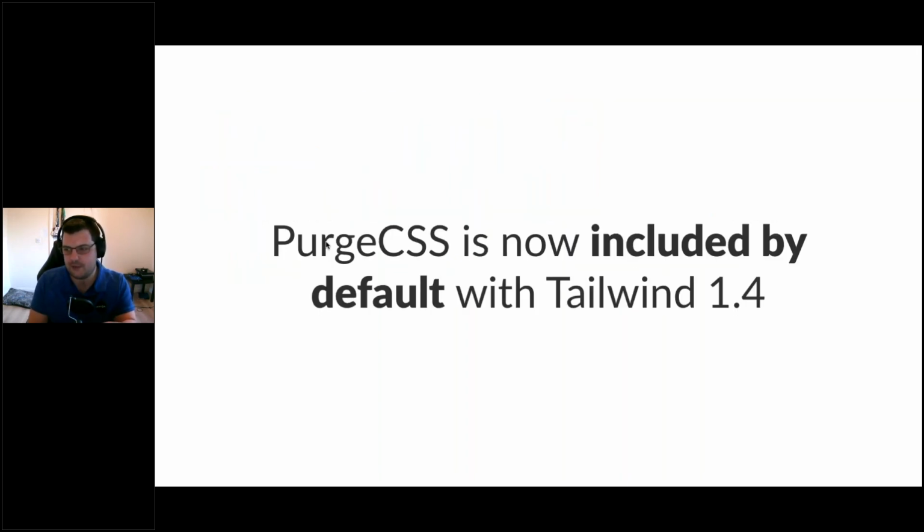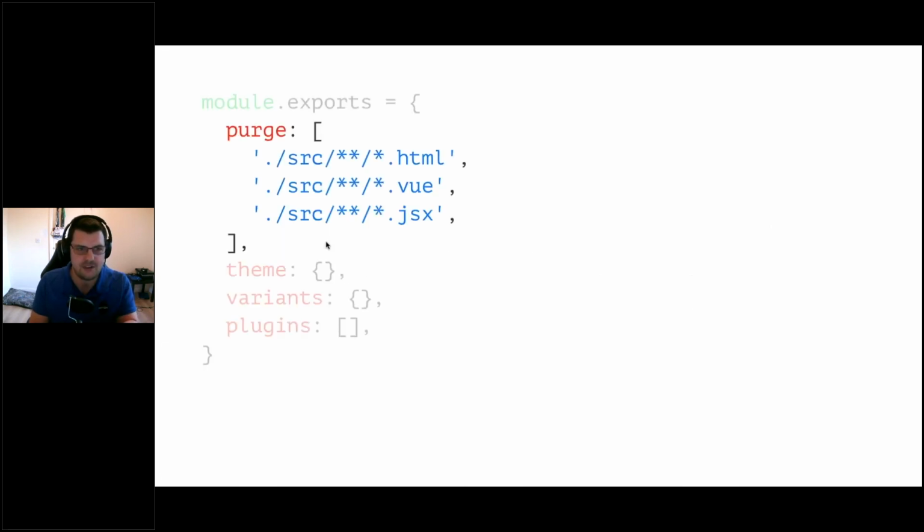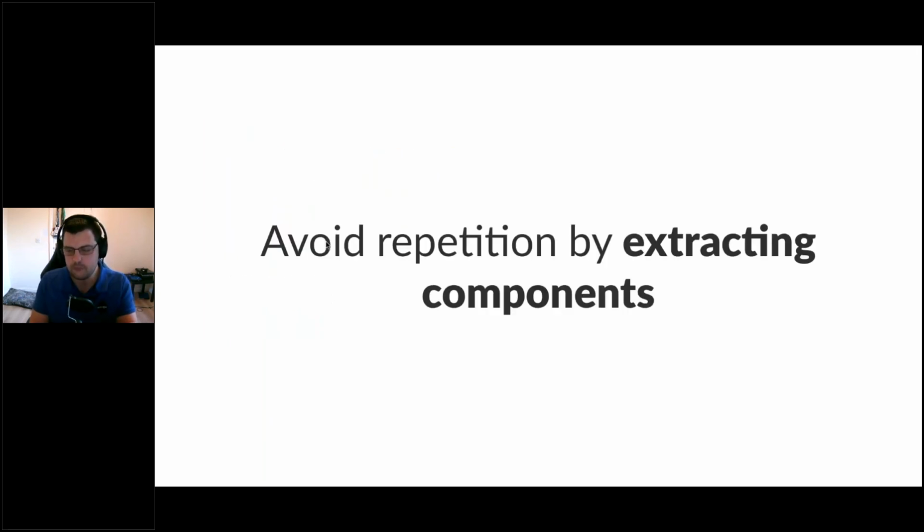Something pretty cool is that Tailwind 1.4 was released this week, or last week, and it includes PurgeCSS by default now, which is pretty cool. You had to include it yourself in the previous versions, but now it's there by default, and we can just configure it by using a purge key inside your configuration file. I've not played with it yet, but I'm quite curious to see how that implementation works.